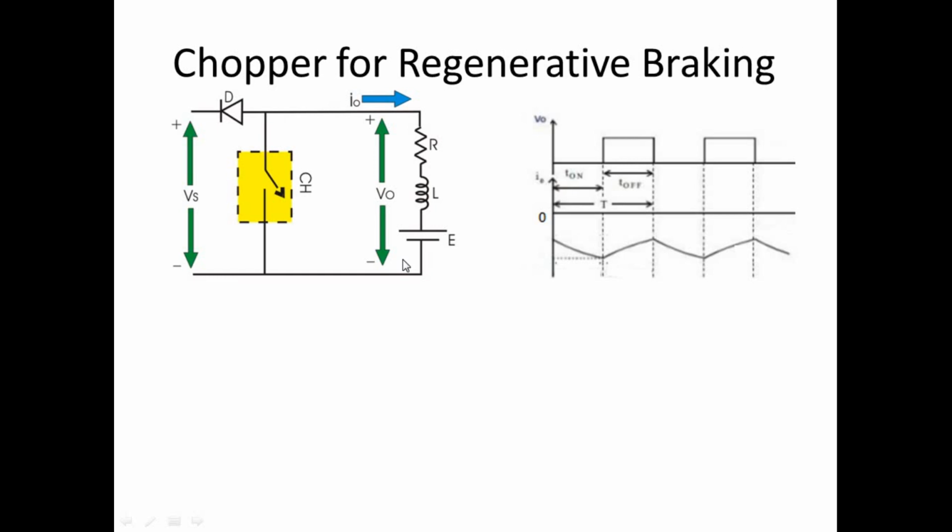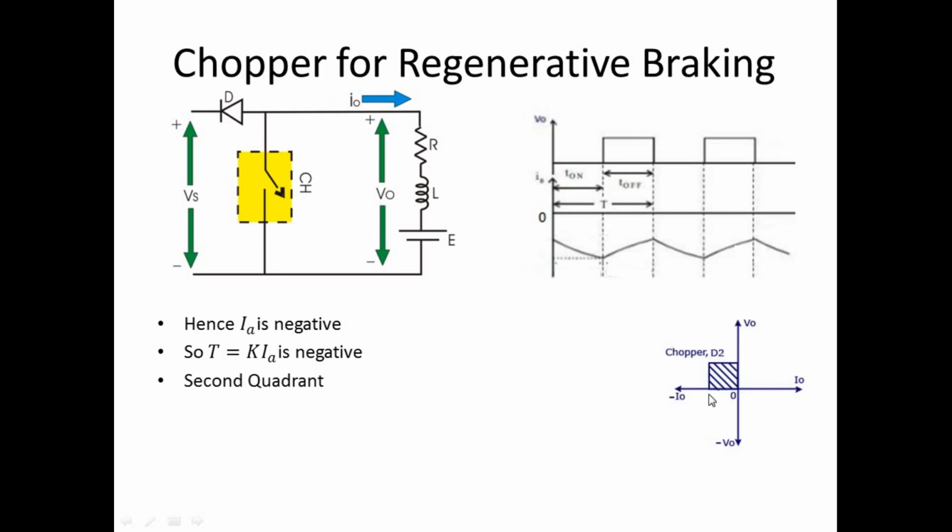At the time of the off period, Vs is directly connected here, so V0 is the same as Vs. So we are getting a constant Vs voltage during T off. The output voltage is positive, so the average of this will be positive, but the average current is negative. So the torque will be negative. V0 is positive and I0 is negative, so we are getting a second quadrant operation. In a drive it is called regenerative braking operation, so regenerative braking is possible using this chopper circuit.